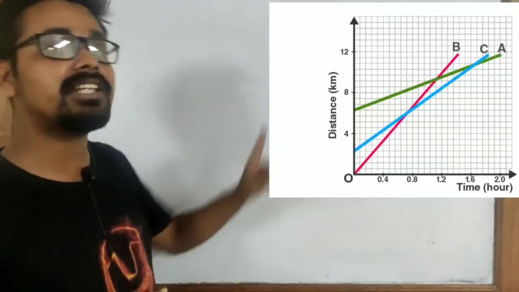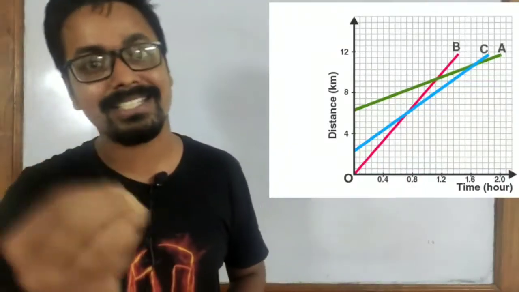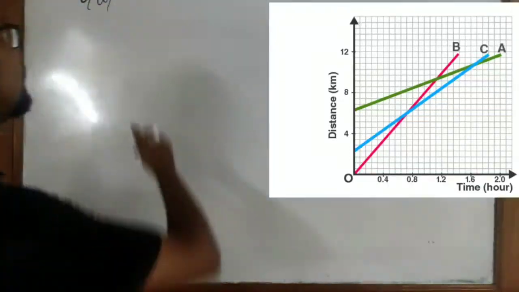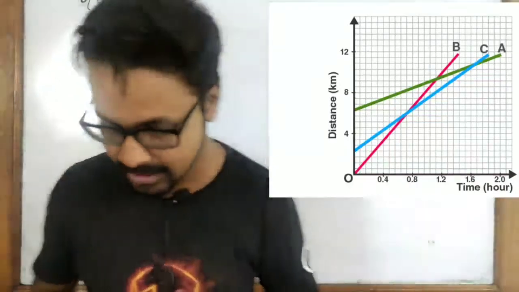That means B has traveled the most distance, plus it has taken the least amount of time. That means B is the fastest moving object. So the answer here is B. B is the fastest moving object. I hope you understand this from the graph.